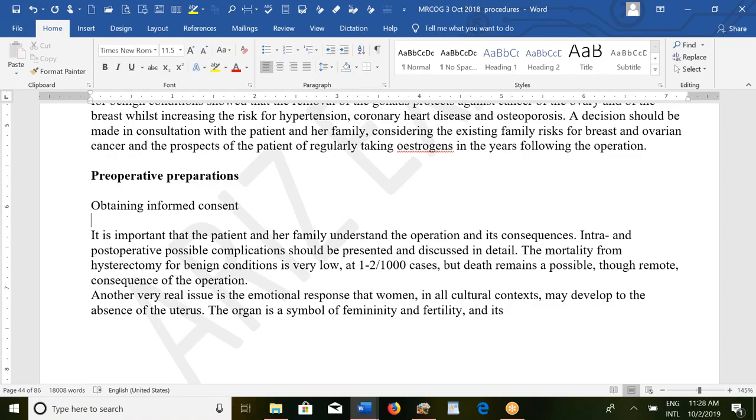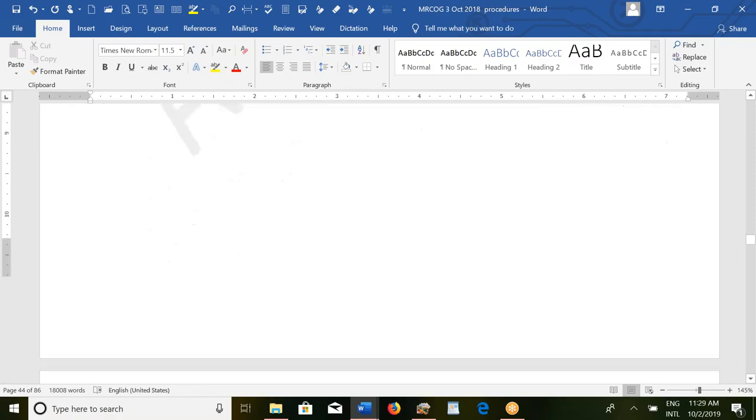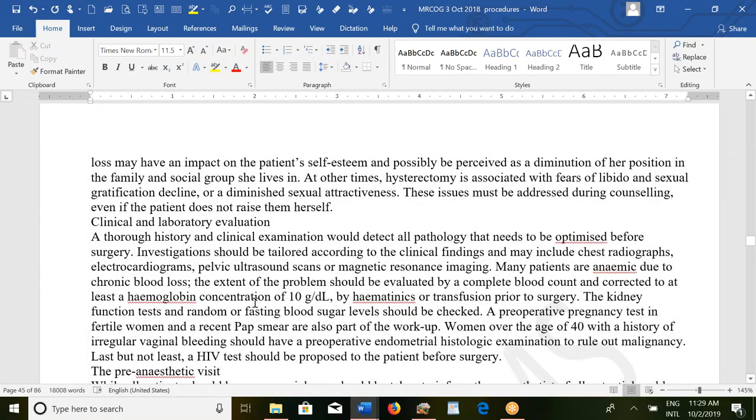So another very real issue is the emotional response that women in all cultural contexts may develop to the absence of the uterus. Since this organ is a symbol of femininity and fertility, its loss may even impact the female's self-esteem, and possibly it can cause destruction of her position in the family. So these are the emotional problems.